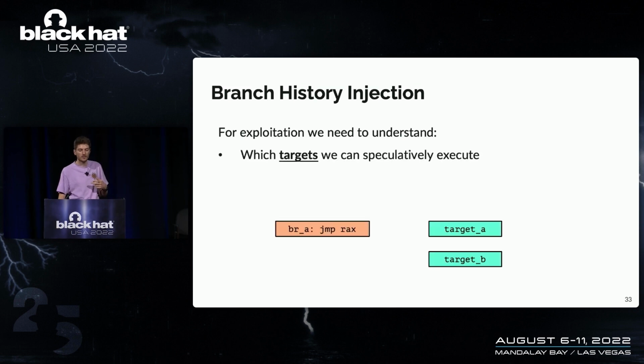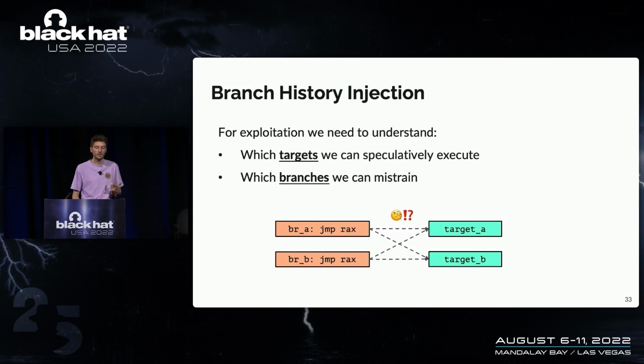The first one is which target we can speculatively execute. By that, I mean, OK, we can mispredict this indirect branch in the kernel, but where can we speculatively execute? And similarly, we need to answer the opposite question. There are many indirect branches in the kernel. Which ones can we mispredict?